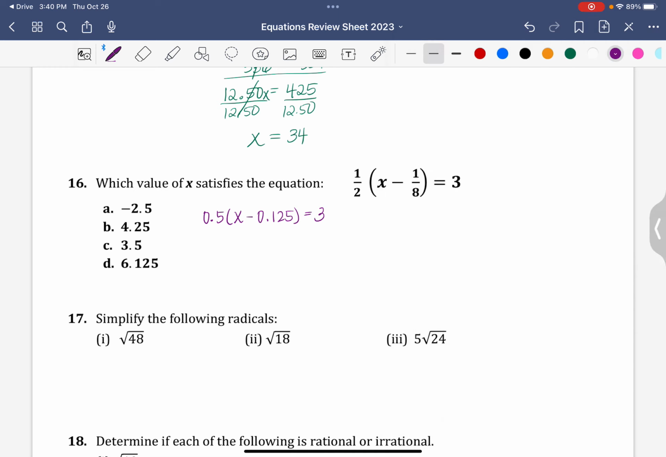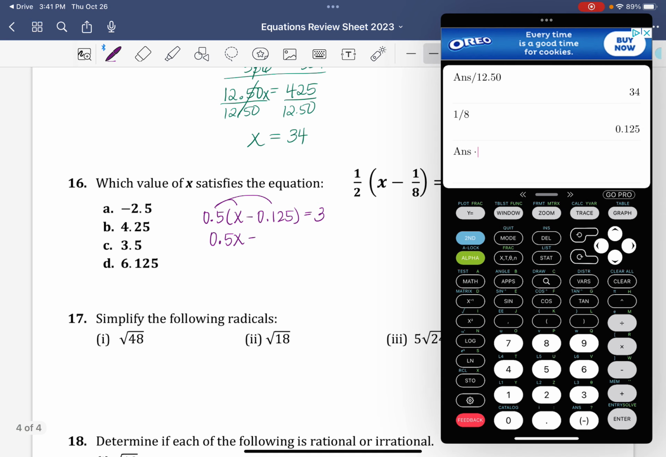Okay, and then they went and they distributed. And they got 0.5x minus, and then if we do 0.25 times 0.5, 0.0625. You can add that to the other side.